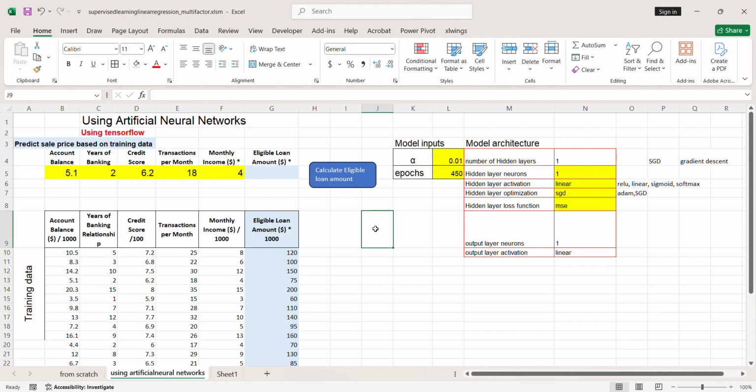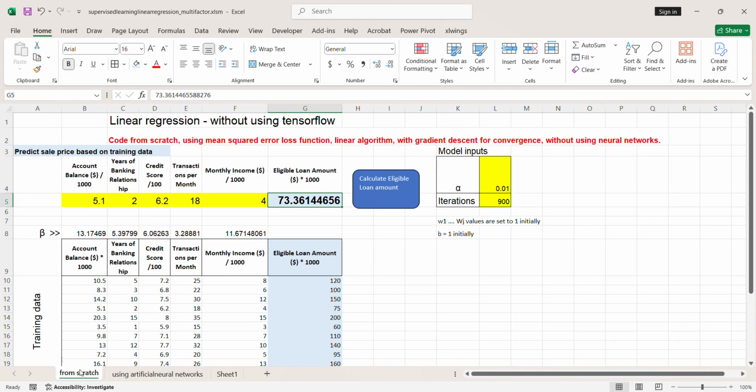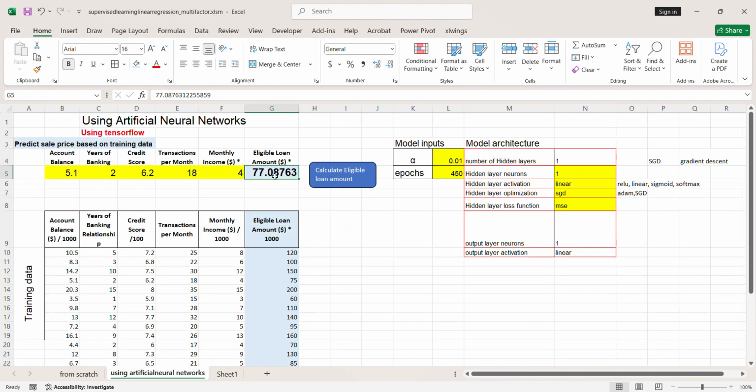So now let's run this one with the same setup. For 450 epochs, it takes quite a time. So now you can see 77.08. So for the same, now let's reduce these epochs to 50 or say 100, and let's use 8 neurons instead of one neuron in the middle layer.